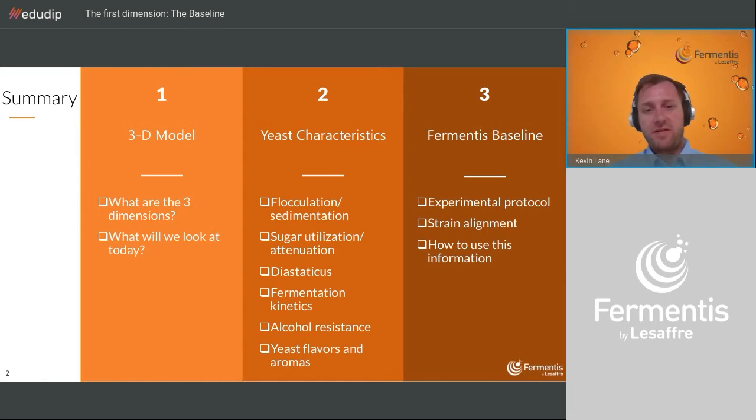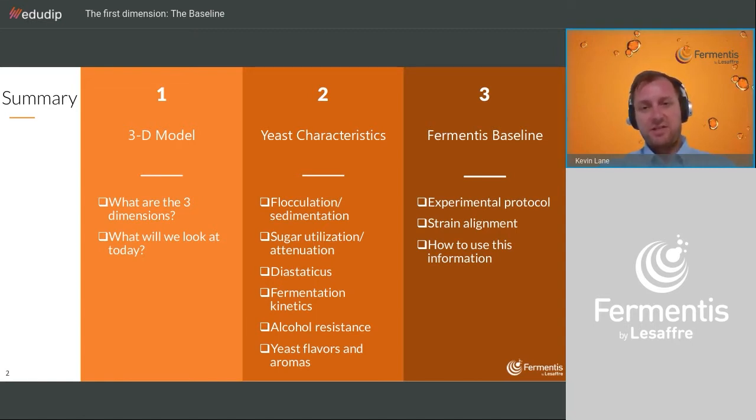The first being the 3D model. And with that, I'll cover what are the three dimensions that we're looking at, what will we look at today, and then we'll get right into yeast characteristics. So this is going to be more what I would consider theoretical, or defining each of these things and explaining how the yeast can differentiate in these categories. Flocculation, sedimentation's the first.